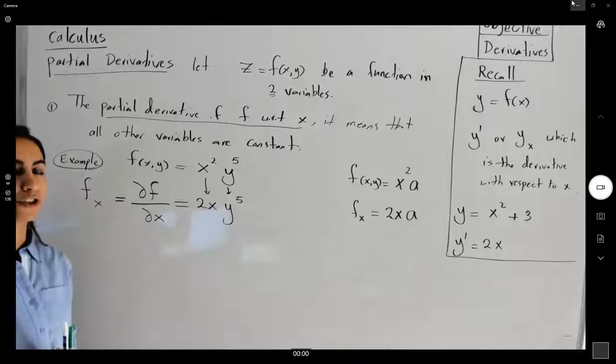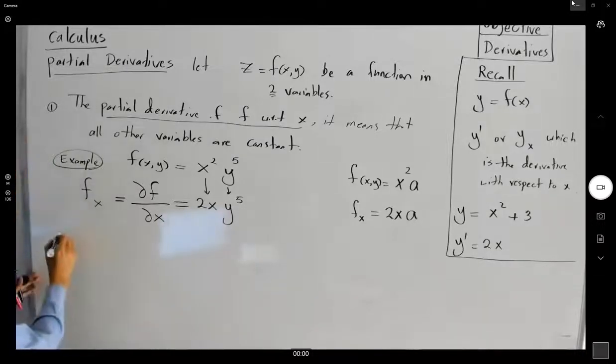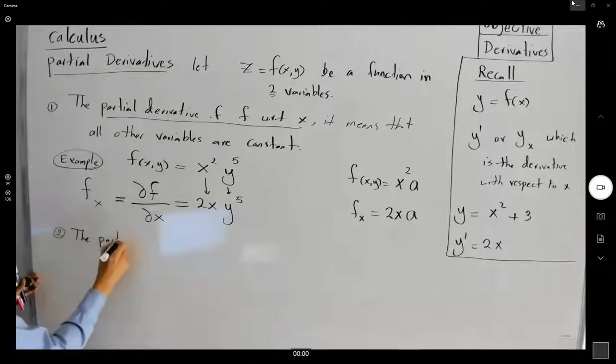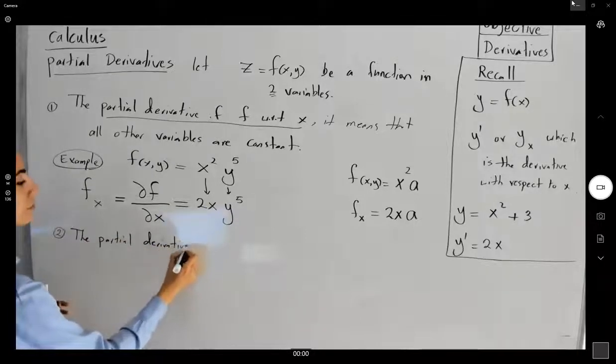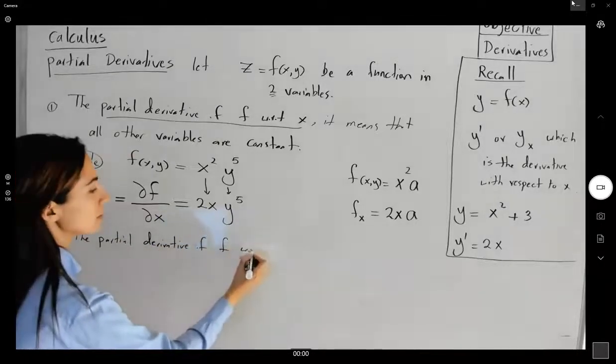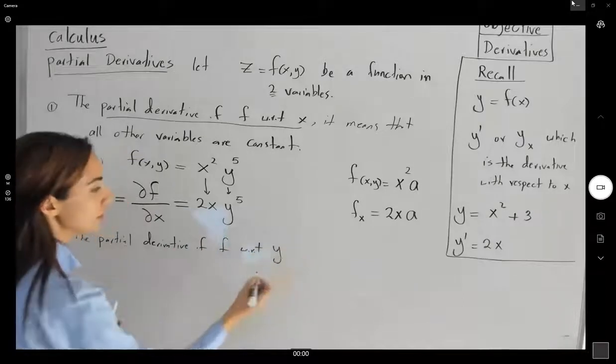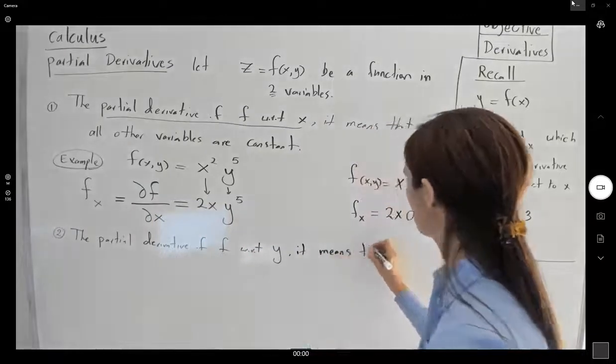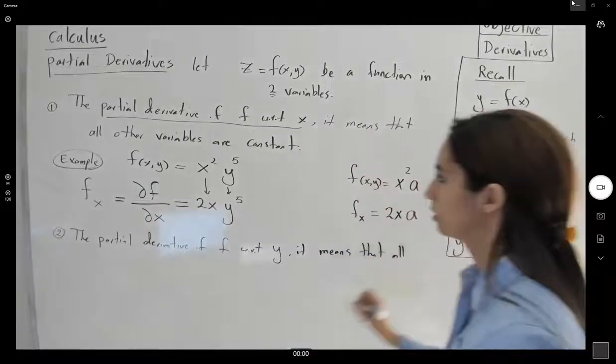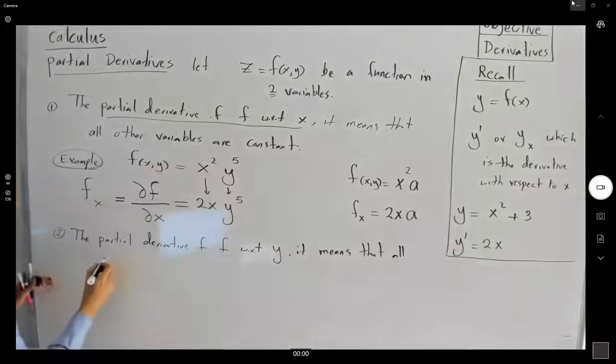Let me write down the partial derivative of f with respect to y so you get the big picture. The partial derivative of f with respect to y. It means that all other variables are constant.